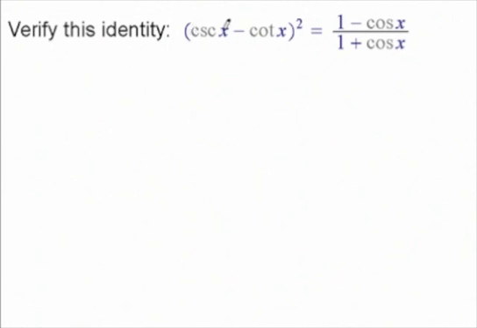Alright, so number one, I could change everything into sines and cosines right away, but I notice this square out here and I'm going to have to do a little bit of FOIL, and I really don't want to do it with a bunch of fractions. So I'm going to FOIL it out first and then change things into sines and cosines if I have to. So let's see, we're going to FOIL this out. So cosecant of x minus cotangent of x times itself.